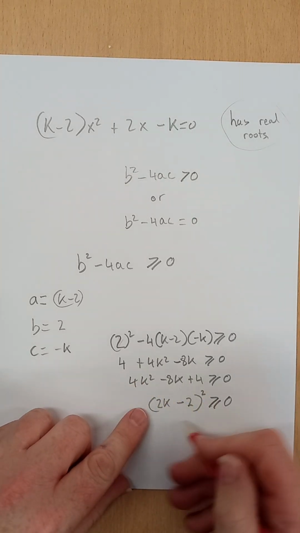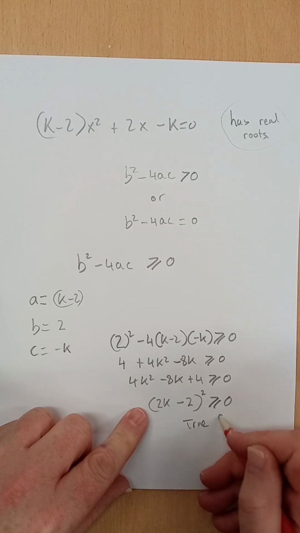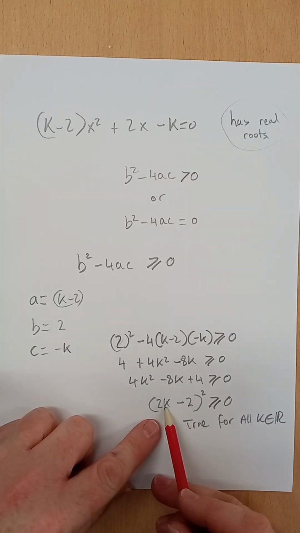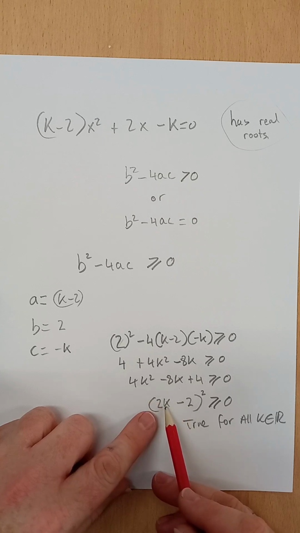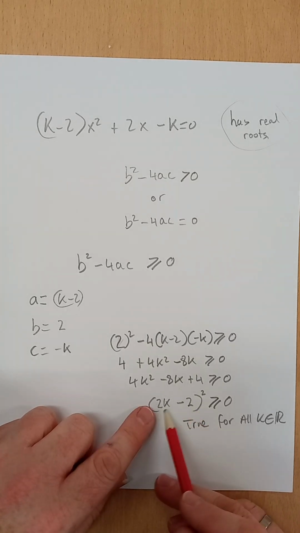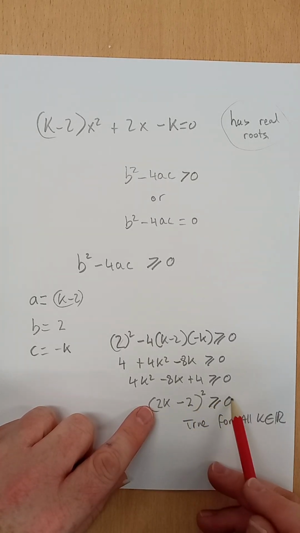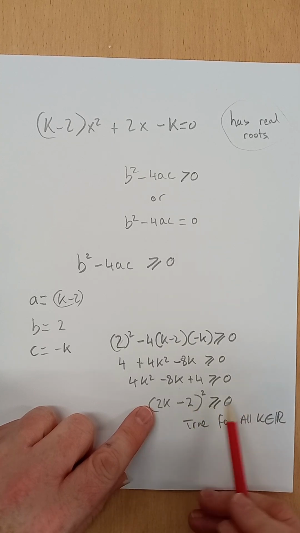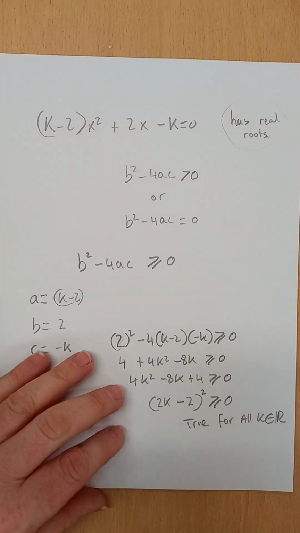But this is true for all k an element of the real numbers. Why? Because no matter what number I put in there, so long as it's a real number, it's going to generate a positive number or a 0. And if it's a positive number, it's going to be greater than 0. And if it's 0, it's going to be equal to 0. So it fulfils both criteria. So that's how it makes that true. Okay? I'll show you another one.